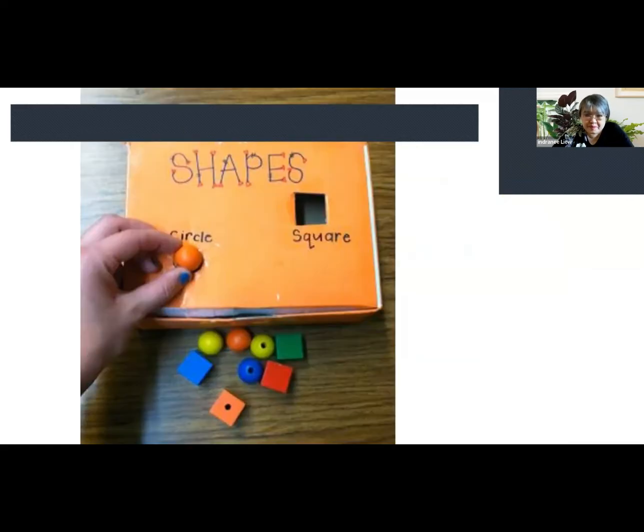Okay, here we can do this, get a box. And you know these pieces, right? These are from the lacing beads for the children, so you can reuse them. Circle, square. This way, you can have a 3-year-old child doing this. After some time, they'll realize that there are 2 different shapes. One is round, the other one has 4 corners.